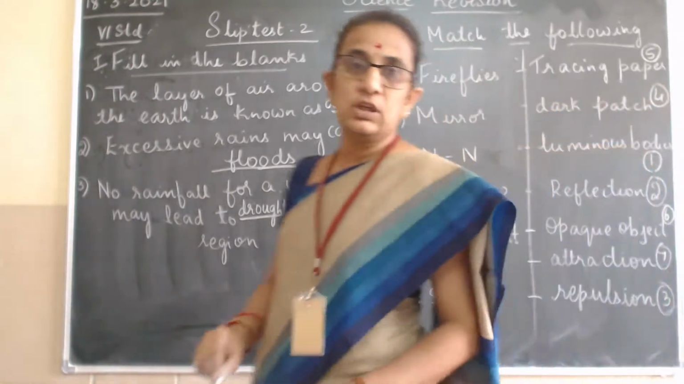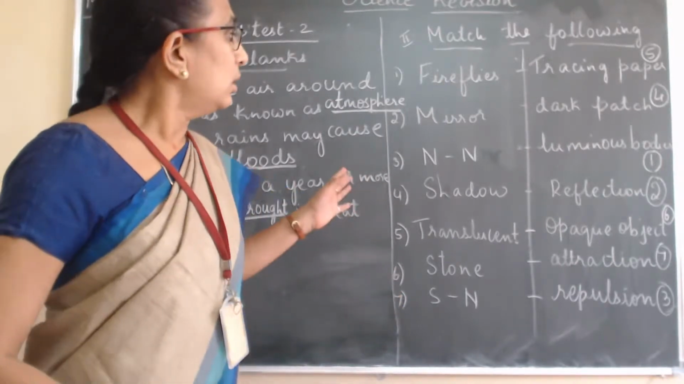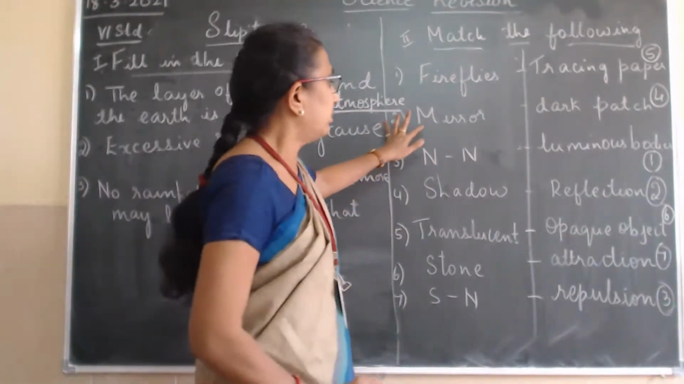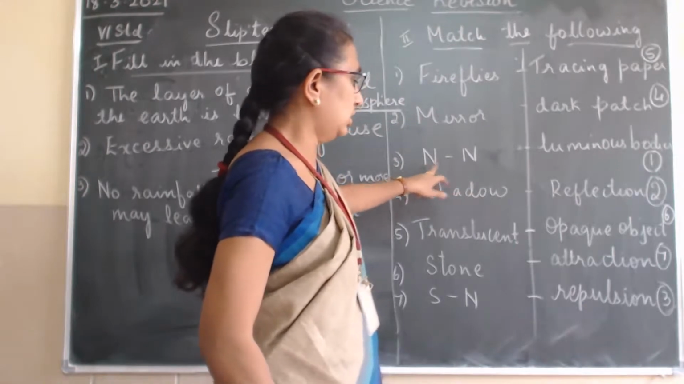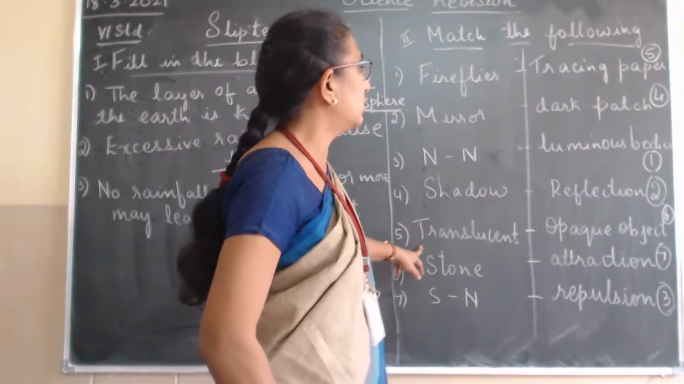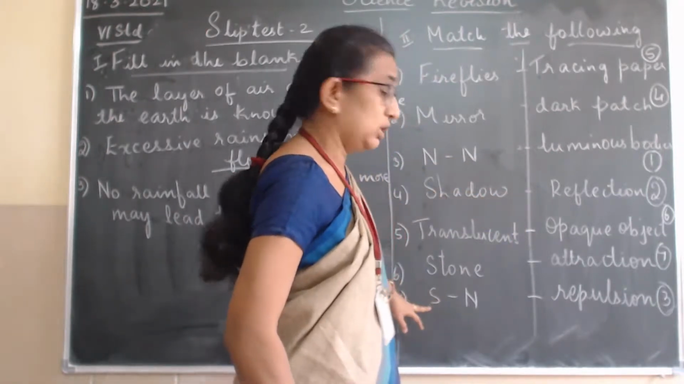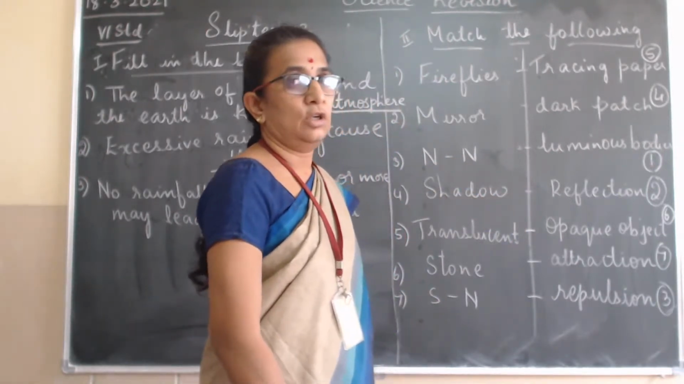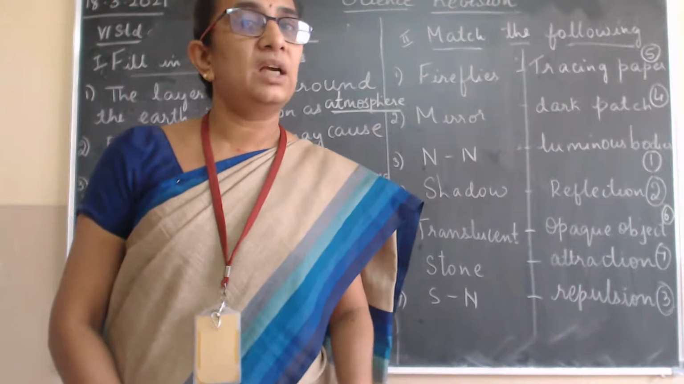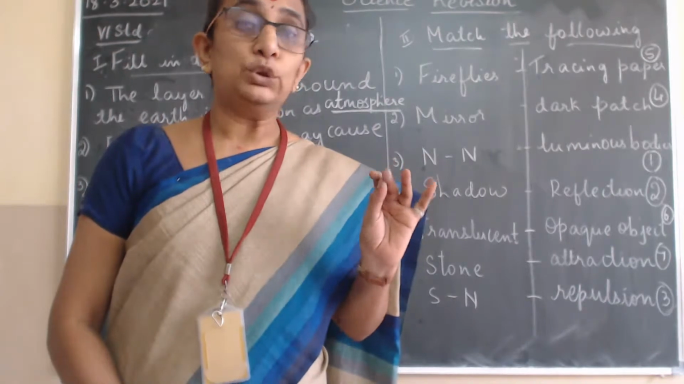So these are the answers for match the following. If you have made a mistake, repeat it, learn it, and then write the correct answer. Fireflies are luminous bodies. Mirror, reflection. North and north, repulsion. Shadow, dark patch, or it can be dark area also. Translucent, the example of tracing paper. Stone, opaque object. South and north is attraction. So we have almost completed 3 bits in these 3 days: fill in the blanks, match the following, and true or false.